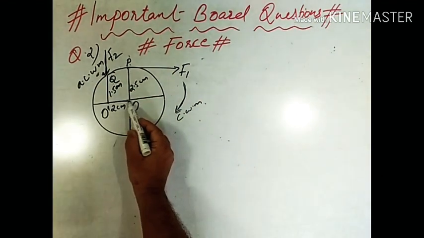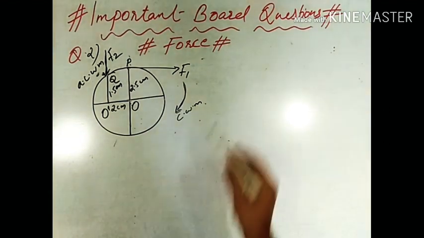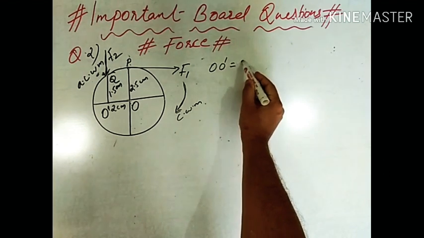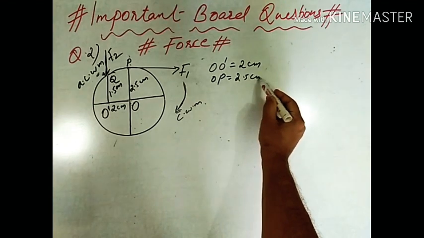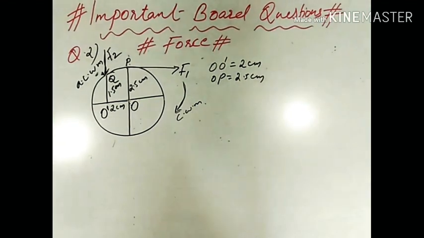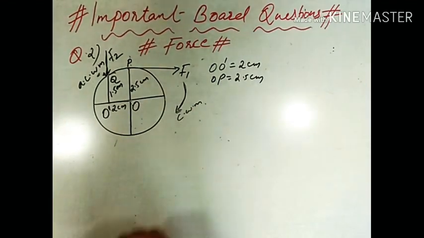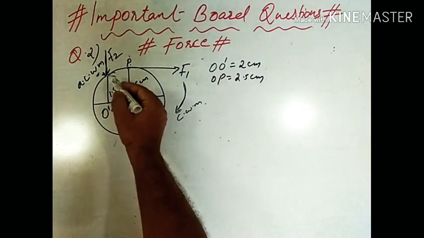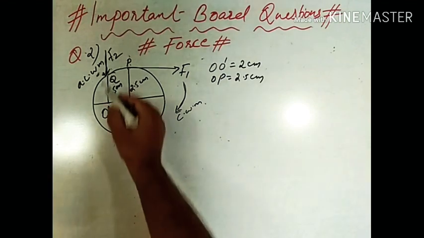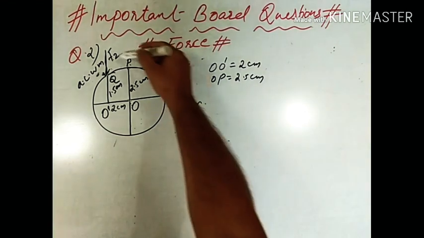Which is at a distance of 2 centimeter from the fulcrum. O dash is equal to 2 centimeter, OP is equal to 2.5 centimeter. These quantities are given. So I can say that the force F1 applied at the point P produces a clockwise moment on the wheel. This wheel can be kept stationary by applying a force F2 at the point Q in the downward direction, which produces an anti-clockwise moment. So therefore the force F2 must be applied in the downward direction.